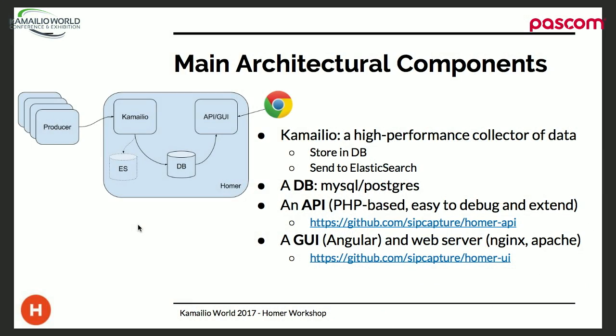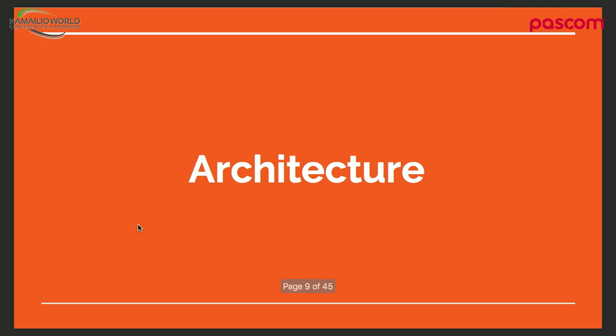So the architecture is simple. So we have the producers of SIP signaling or other events, which are your applications, and then Homer itself, it's basically one collector of data, which, in our case, is based on Kamailio, which writes on a database, which could be MySQL or Postgres, and it exposes an API, which can be used directly, but it's typically used through the GUI, which is also part of the project itself.